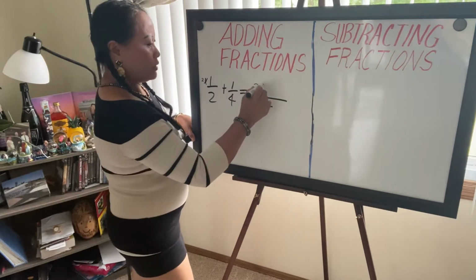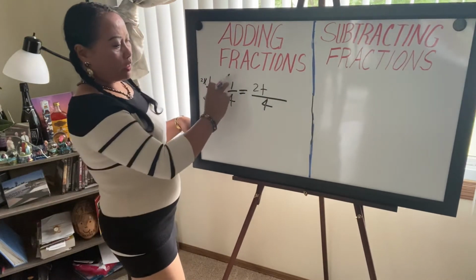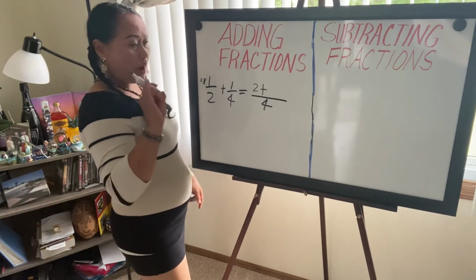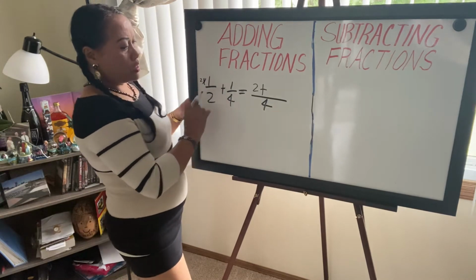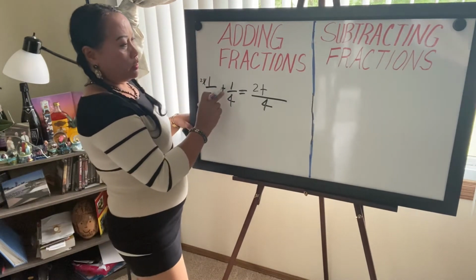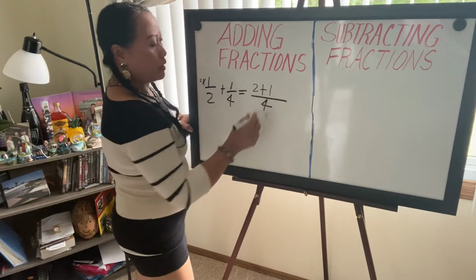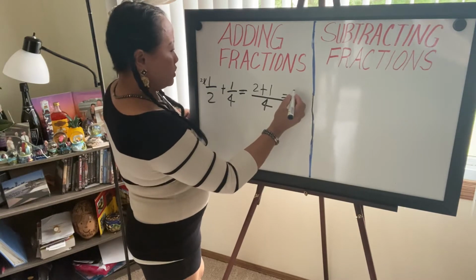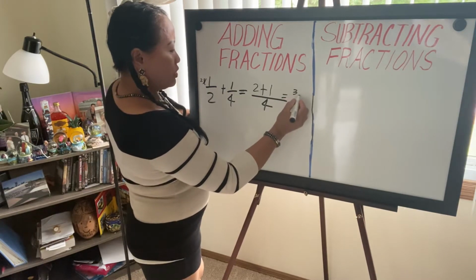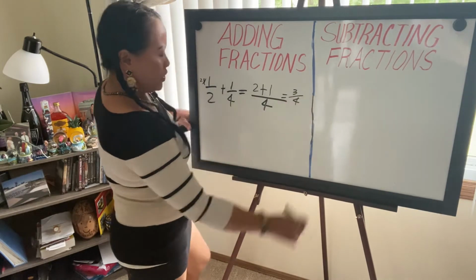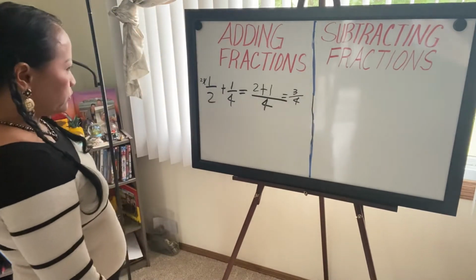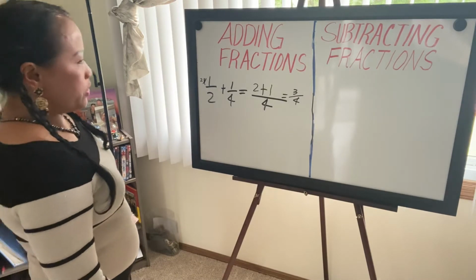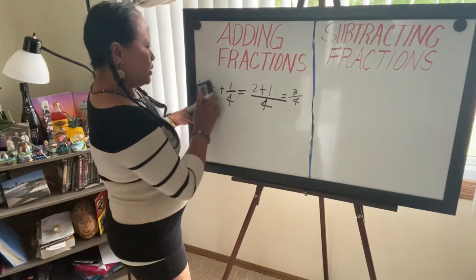And then plus. So next, let's do the second fraction. 4 divided by 4 is 1. Times 1 is 1. So, the answer is 3/4. Three over 4. Okay, another example.